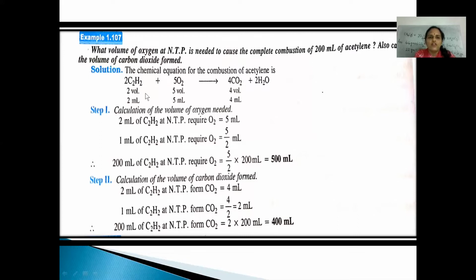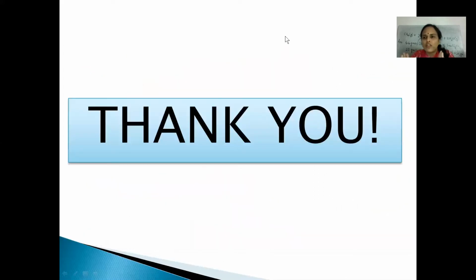Similarly, you can calculate the volume of carbon dioxide formed. The same 2 milliliters of acetylene, C2H2, produces 4 milliliters of carbon dioxide. Therefore, 200 milliliters of acetylene will produce at NTP 4 divided by 2 into 200, so it is 400 milliliters. So this is how you will do the calculations related to stoichiometry.